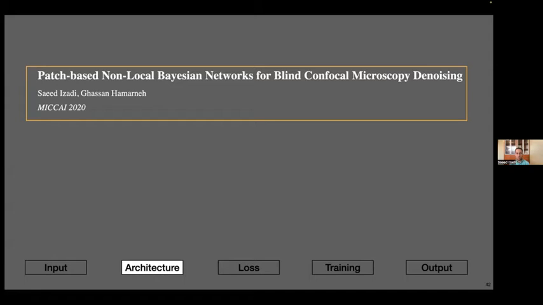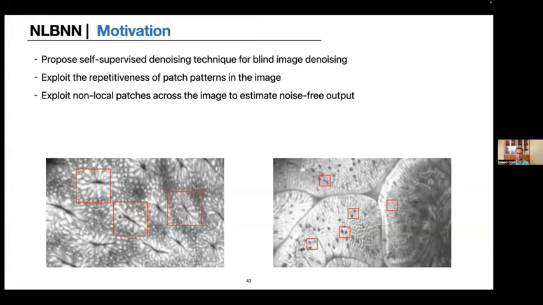The next paper introduces a novel architecture for self-supervised denoising, and it was published in NeurIPS 2020. The novelty here is about the architecture we leverage for self-supervised denoising. So the motivation for this paper is, again, to exploit the repetitive non-local patches across different regions to estimate the desired noise-free outputs. To achieve this, we borrow the techniques from the classic patch-based non-local Bayesian filtering algorithm and design a novel patch-based Bayesian network for denoising.